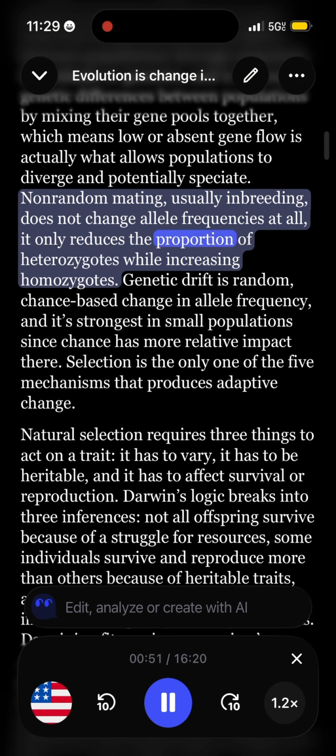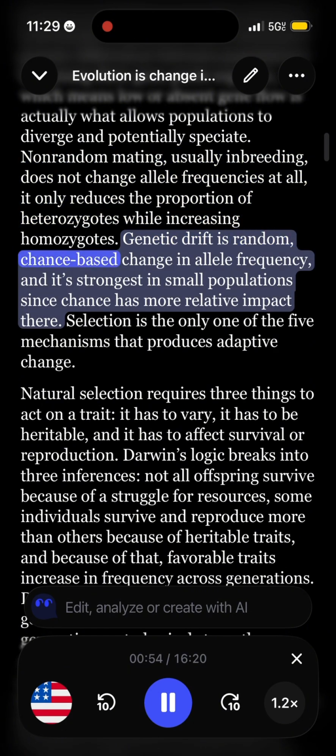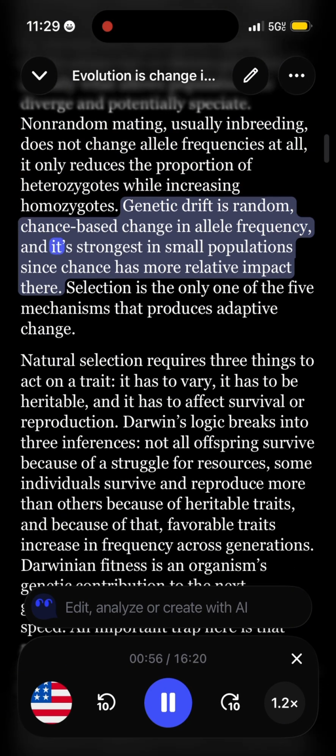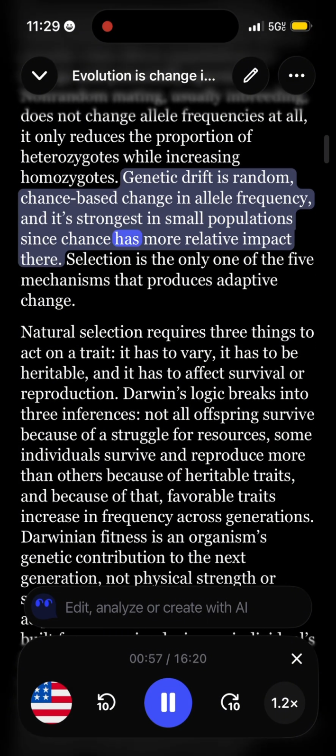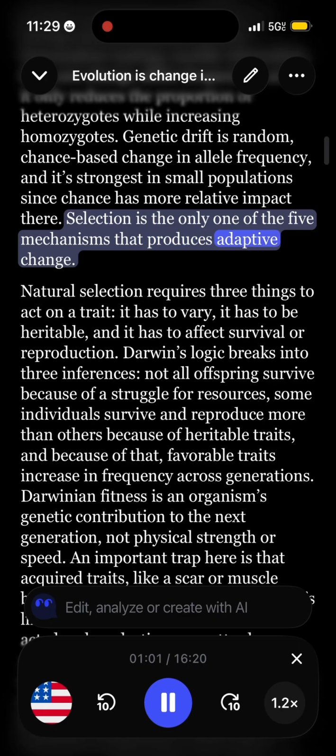Non-random mating, usually inbreeding, does not change allele frequencies at all. It only reduces the proportion of heterozygotes while increasing homozygotes. Genetic drift is random, chance-based change in allele frequency, and it's strongest in small populations since chance has more relative impact there. Selection is the only one of the 5 mechanisms that produces adaptive change.